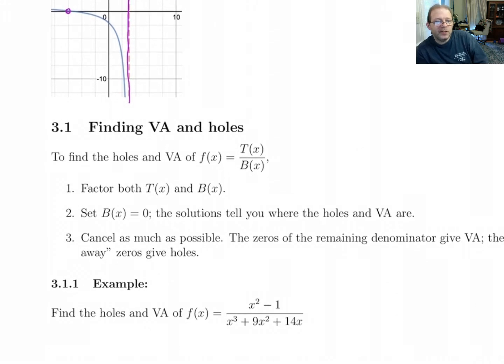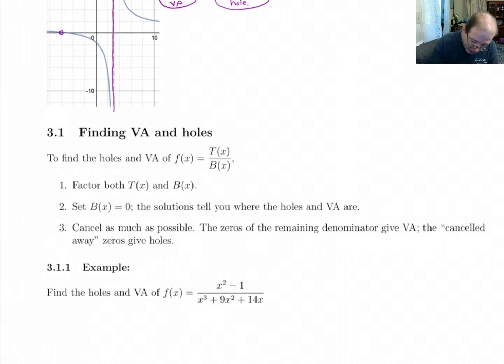To find the holes and vertical asymptotes of a rational function, factor both the top and bottom. Set b of x equal to 0. And the solutions to that will tell you where all the holes and vertical asymptotes are, but it doesn't tell you which are which. To figure out which one is which, what you do is you cancel as much stuff as possible, and the zeros of the remaining denominator give you the vertical asymptotes, and the ones that canceled away give you the holes. So let's look at this example.